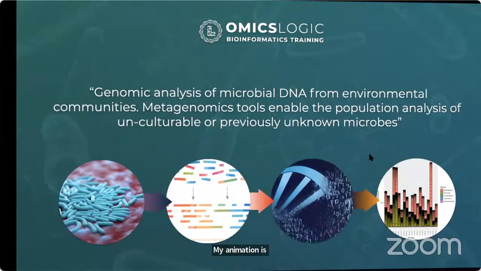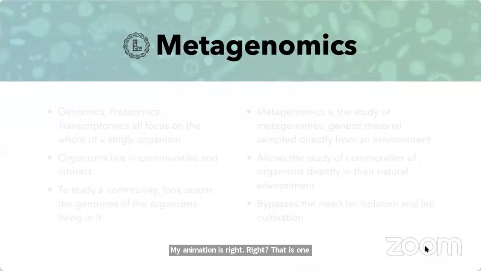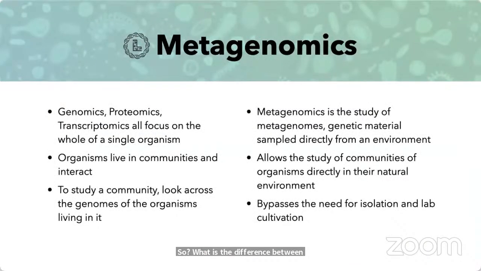So what is the difference between metagenomics and other omics studies? Unlike other omics studies, metagenomics does not study a single organism, but it studies the whole community at once. It can be paraphrased as a snapshot of a collection of organisms directly in their natural environment.